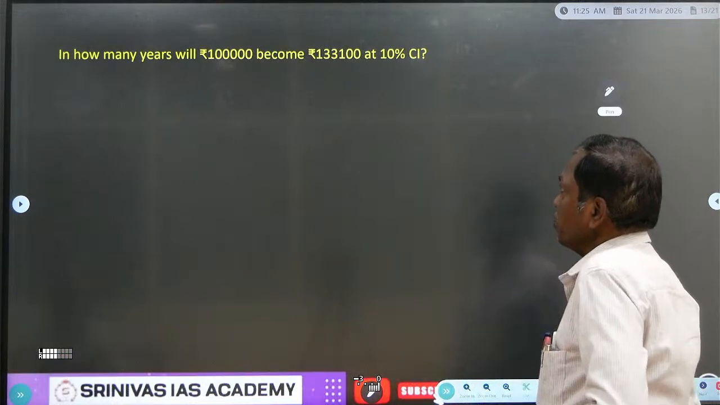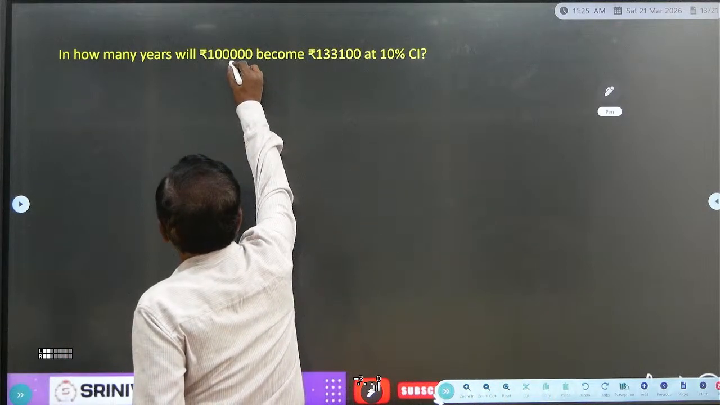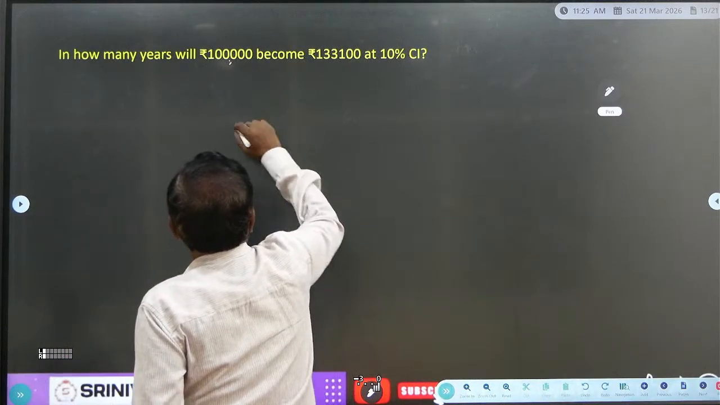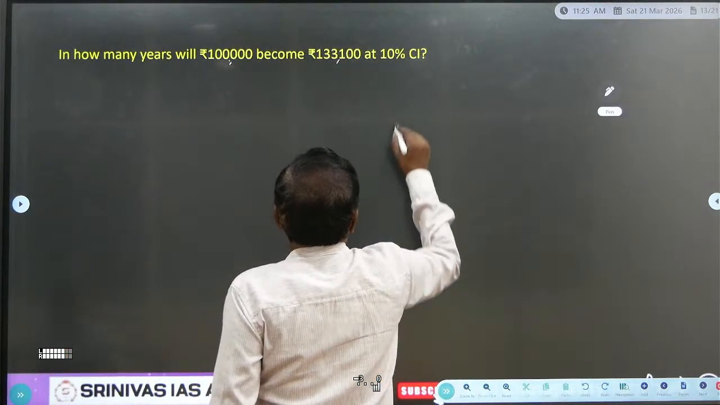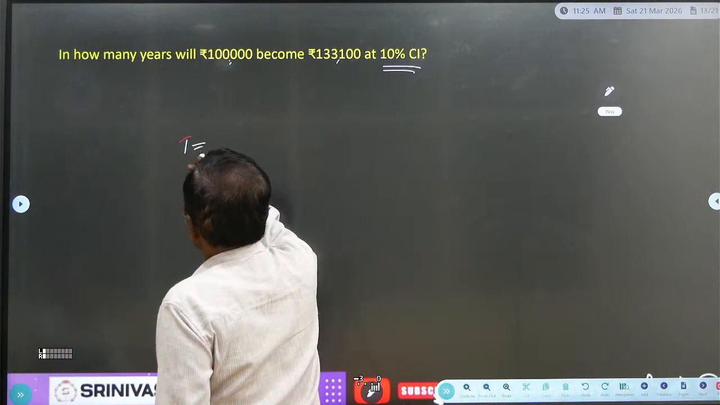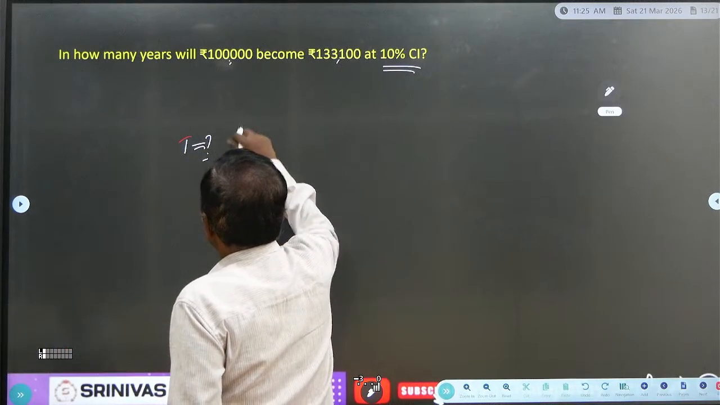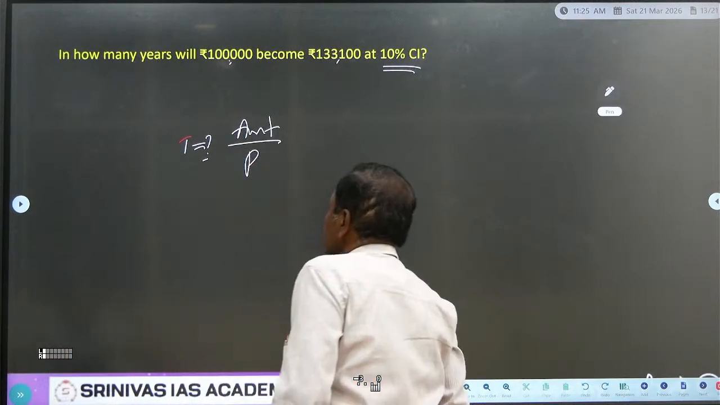In how many years will rupees 100,000, it means 1 lakh, become 133,100 at 10% per annum? In how many years? Time is being asked. Time is what? Amount by principal.